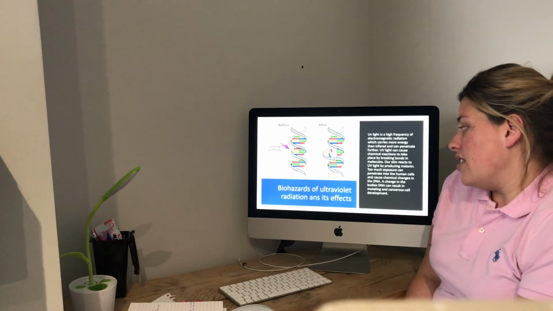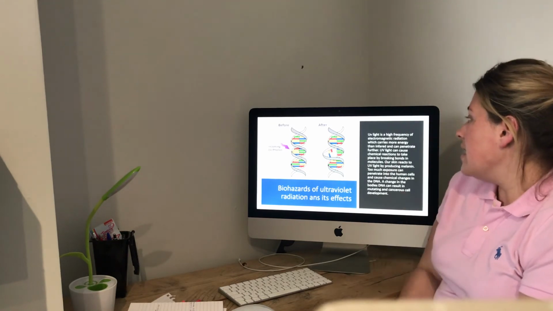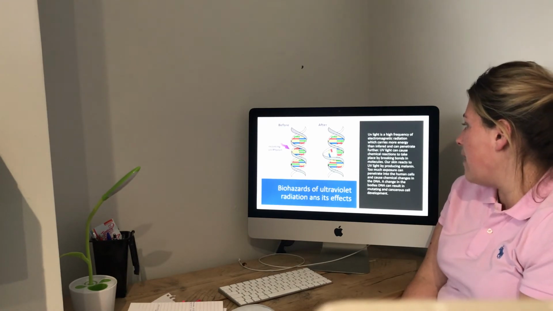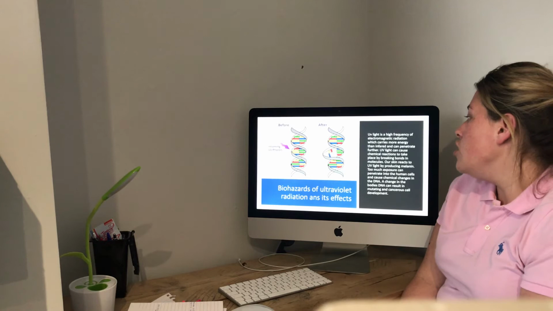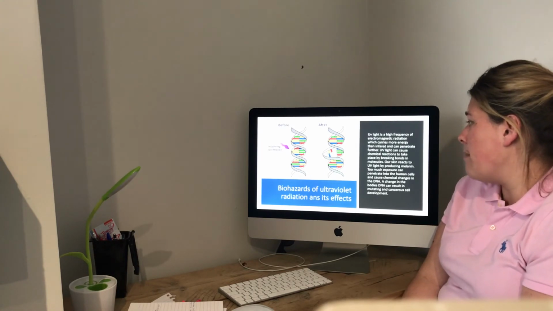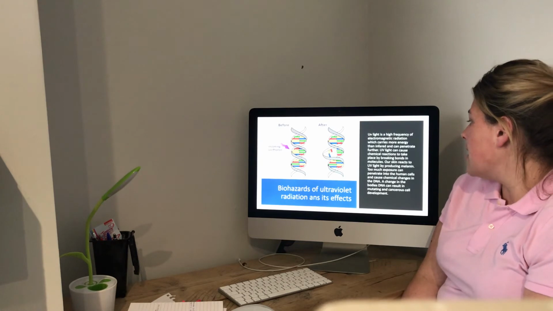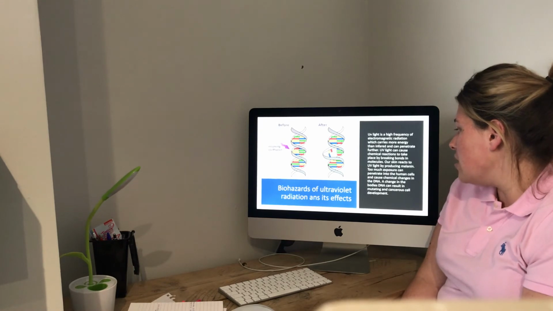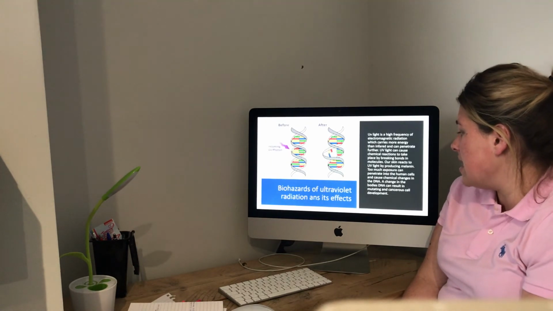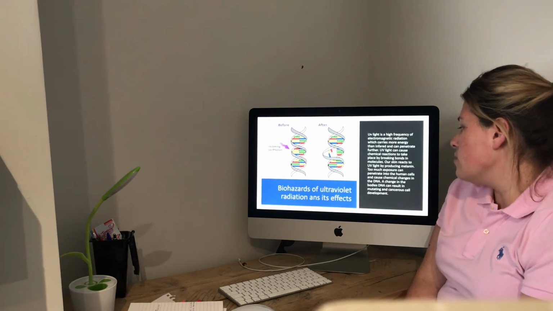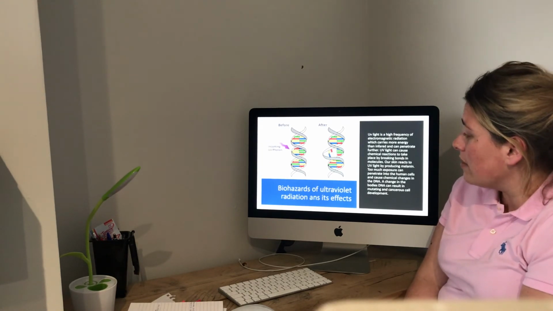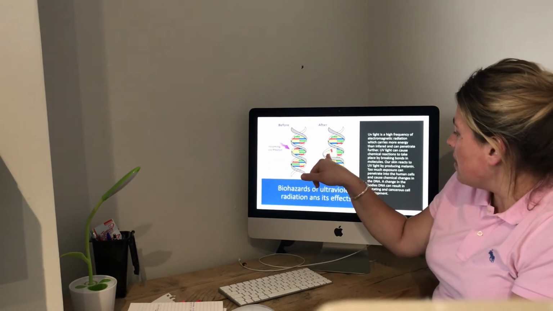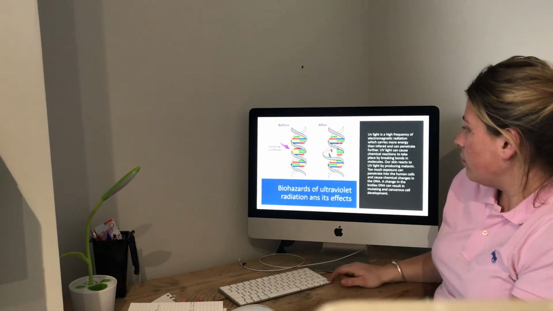Biohazards of ultraviolet radiation and its effects. UV light is a high frequency of electromagnetic radiation which carries more energy than infrared and can penetrate further. UV light can cause chemical reactions to take place by breaking bonds in molecules. Our skin reacts to UV light by producing melanin. Too much exposure can penetrate into the human cells and can cause chemical changes in the DNA. A change in the body's DNA can result in mutating and cancerous cell development. So here we have a DNA before and here's after, and you can see the broken down part there.